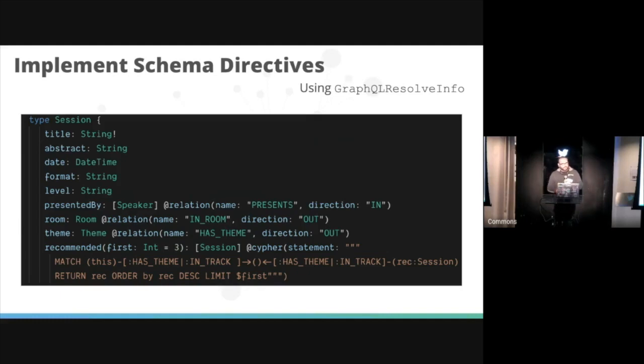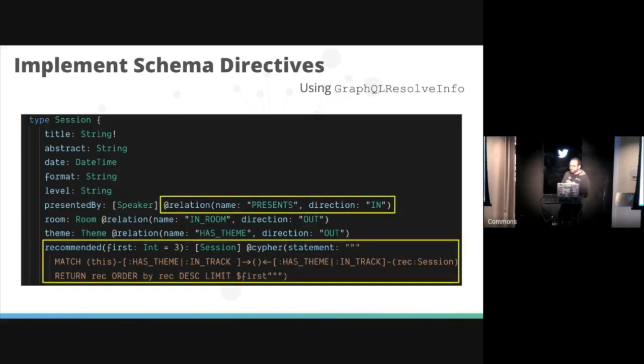Another interesting thing we can do with this GraphQL ResolveInfo object is implement schema directives. If you're not familiar with schema directives, they're basically annotations in the schema that allow us to define some custom server-side behavior. I like to think of these as GraphQL's built-in extension mechanism on the server. We also have client directives, but here we're talking about server directives or schema directives.